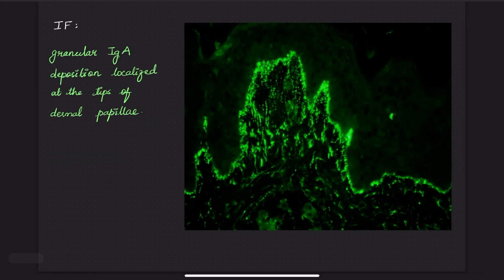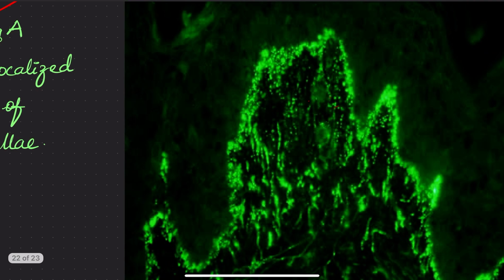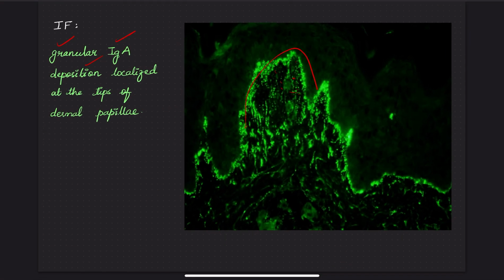In the immunofluorescence, you see granular IgA deposition. This is a granular IgA deposition. This is the tip of a dermal papilla. In the tips of the dermal papillae, you find localized granular deposition of IgA.